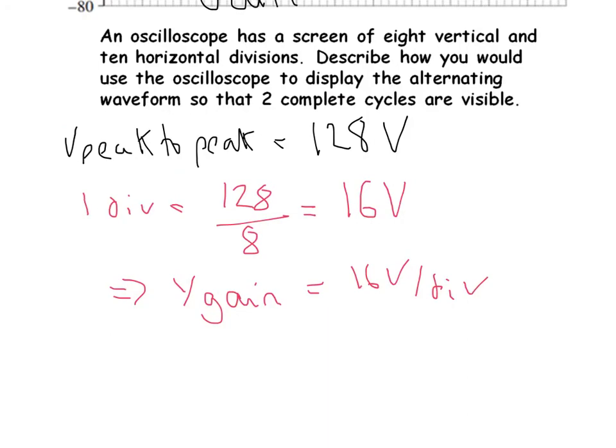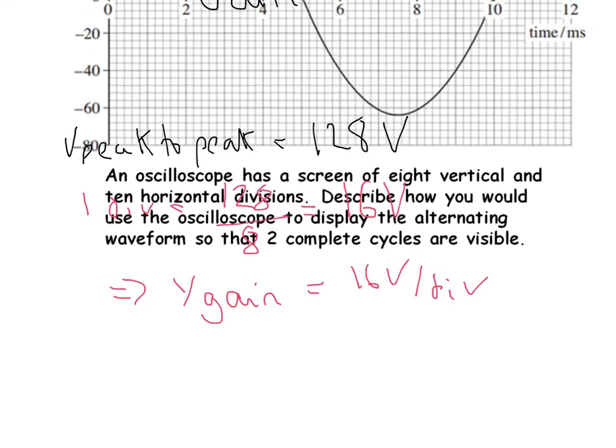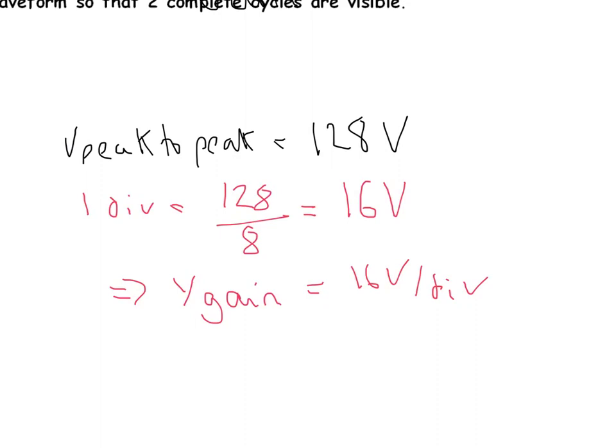So you've got your Y gain of 16 volts per division to fit it onto the screen, and also you've got your X gain, which we calculated as 2 milliseconds per division. And those are the key things you'd need to get the marks on this question.